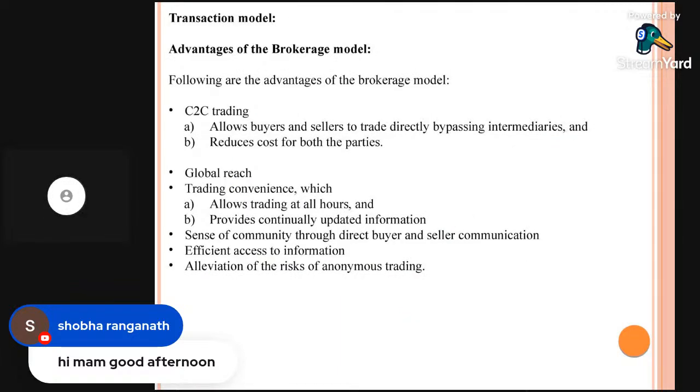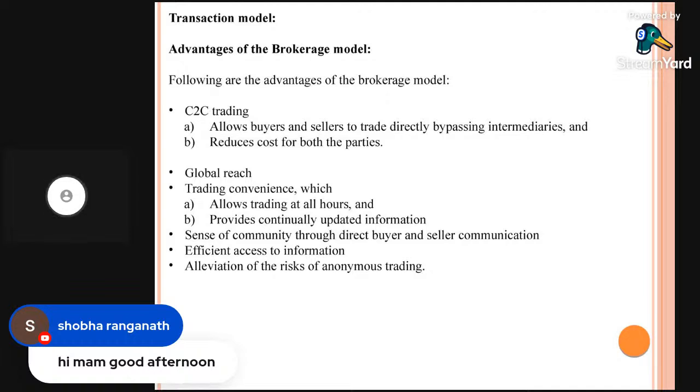Let us understand the advantages of the brokerage model. There are the following advantages. In C2C trading, it allows buyers and sellers to trade directly, bypassing the intermediaries and reducing the cost for both parties. Secondly, we have global reach. Trading is very convenient, which allows trading at all hours and provides continuous updated information and a sense of community through direct buyer and seller communication. So efficient access to information and elimination of the risk of anonymous trading can all be advantages under brokerage.